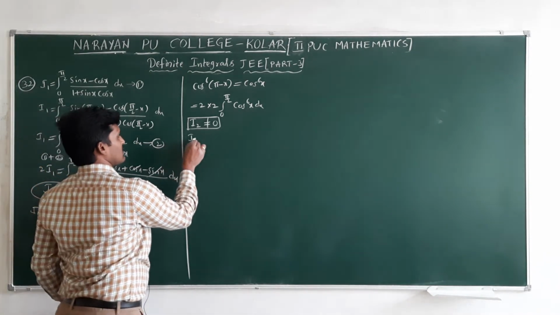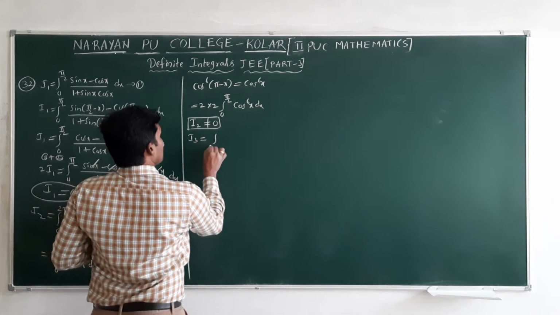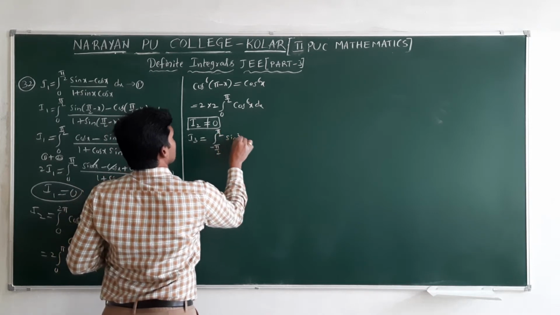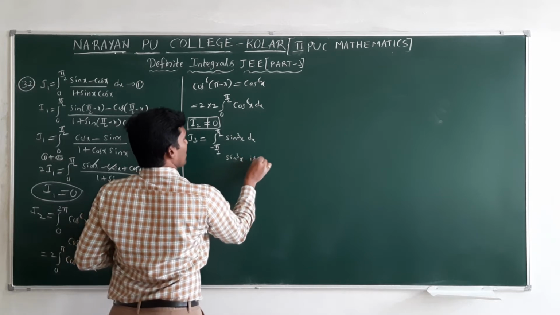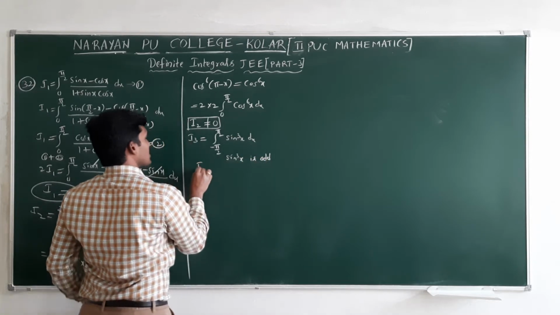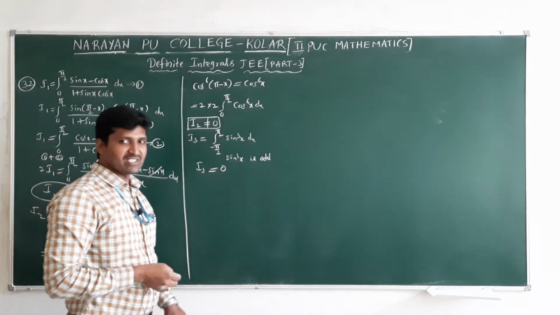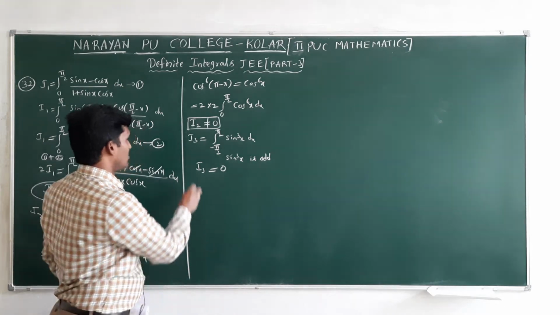Next, I3, the integral from −π/2 to π/2 of sin³x dx. Clearly sin³x is an odd function. Whenever it is an odd function, according to the property of the integral from −a to a of f(x) dx, where f is an odd function, the integral value becomes 0.